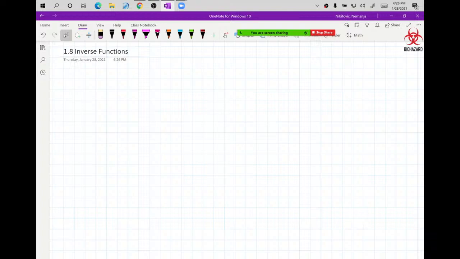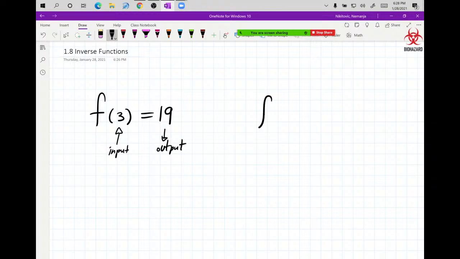Now, to understand what inverse functions do, they play the game of input-output and reverse that with the inverse function. So let's say f of 3 gives 19. I don't know what that function is, and I don't care. The idea is that the input is 3 and the output is 19. The inverse function will take that 19 and bring it back to 3. And that's exactly what the undo button does.